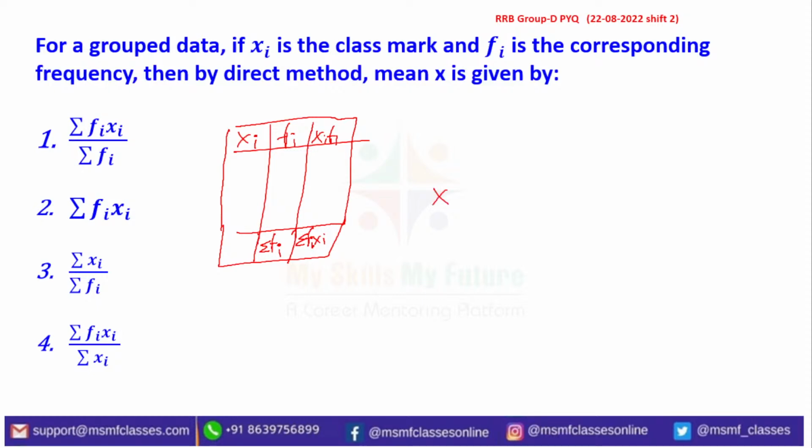So the mean x bar is equal to summation fi xi by summation fi. In some cases they may ask summation fi xi by n, capital N. Capital N is also nothing but the total frequency, and summation fi is the total frequency. So option 1 itself is correct. Next question.